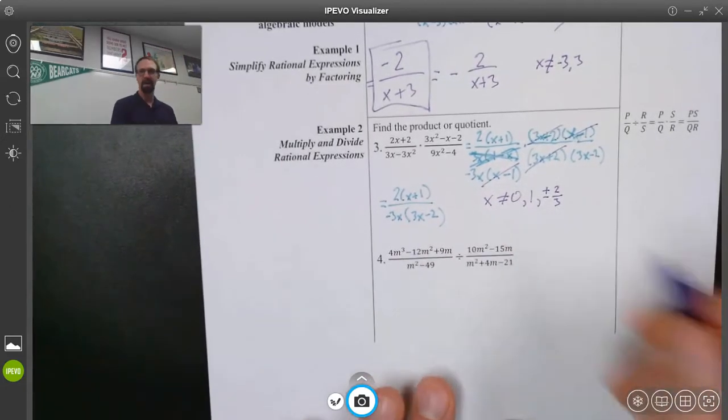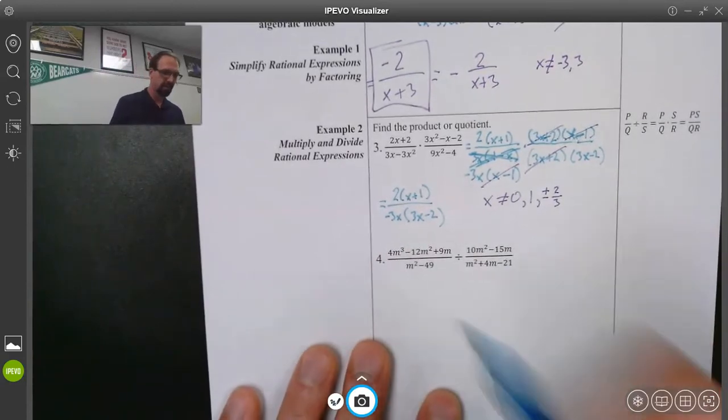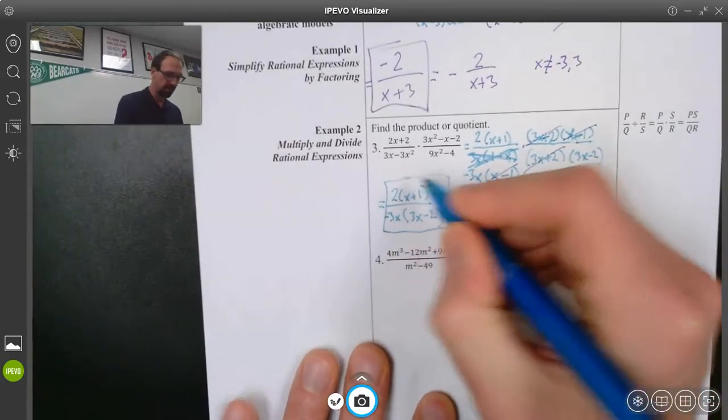If this does not sink in yet, don't worry. This is not something that we're really focusing on in this section. This part right here is what we're really focusing on.